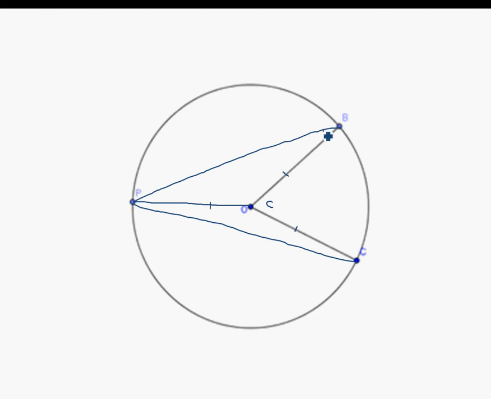Now you'll notice that the triangle PBC is an isosceles triangle. So that means that this angle is congruent to that angle. Likewise, the triangle POC is also an isosceles triangle because those two sides are congruent. So that means that these angles are also the same.